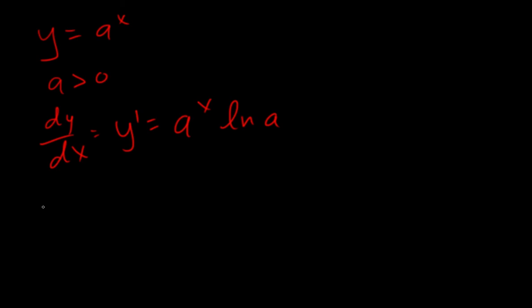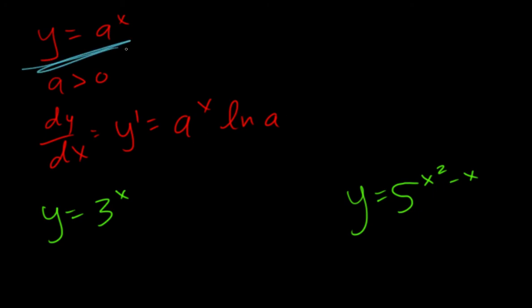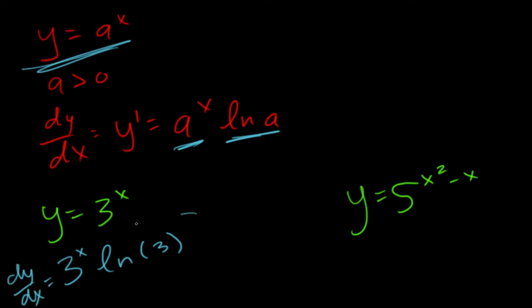So if we're given y is equal to 3 to the x, and y is equal to 5 to the x squared minus x, what we're going to do here is just use this formula. So you take the original and then just do natural log of the base. So in this case, 3 to the x is the original, and then natural log of 3. And so this is our dy dx, or our derivative.